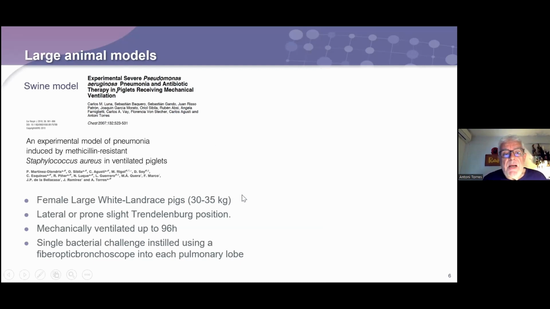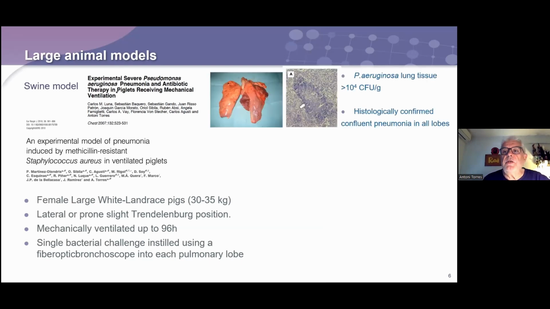And then we set up a model of methicillin-resistant Staphylococcus aureus that allowed us to study several antibiotics against methicillin-resistant Staph aureus. In that model, all the lobes had histologically confirmed pneumonia, and we performed a challenge of methicillin-resistant Staph aureus in each lobe, with a high burden of microbes. The model was reproducible, and these animals had pneumonia at 24 hours after the challenge with methicillin-resistant Staph aureus.